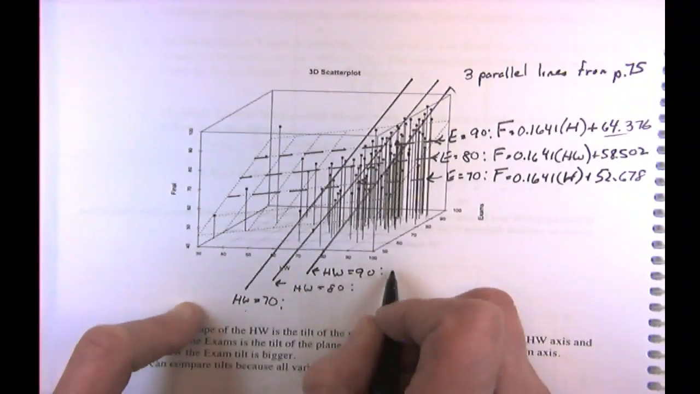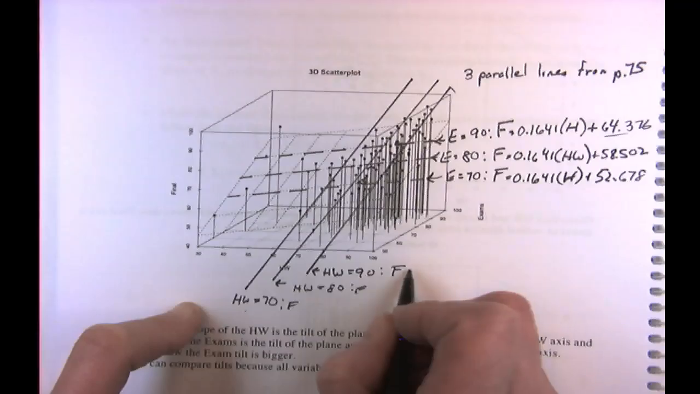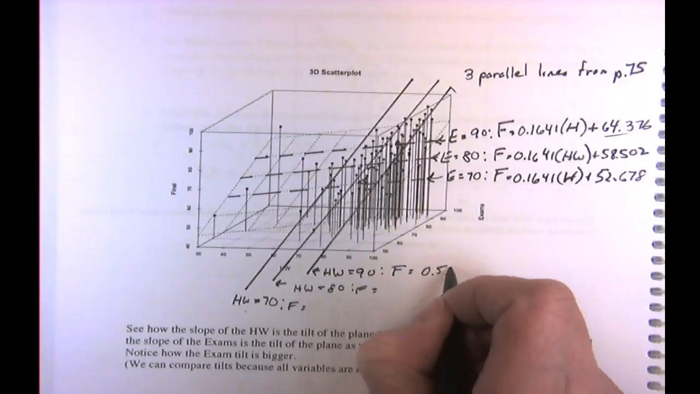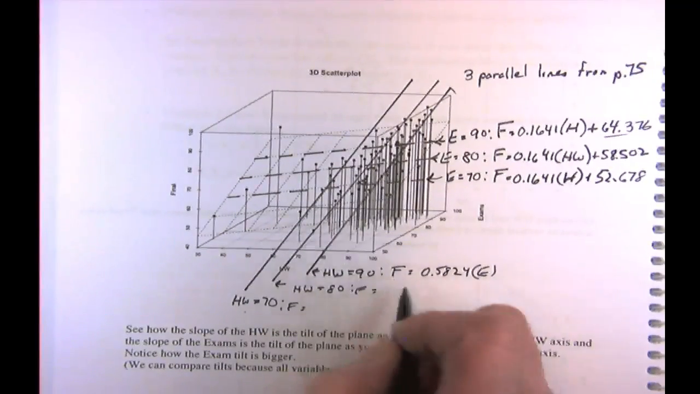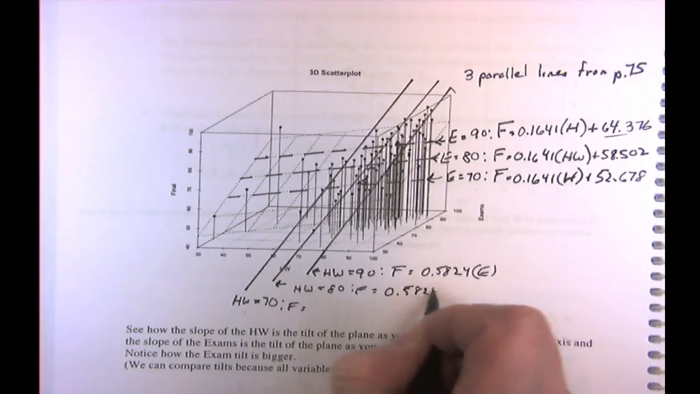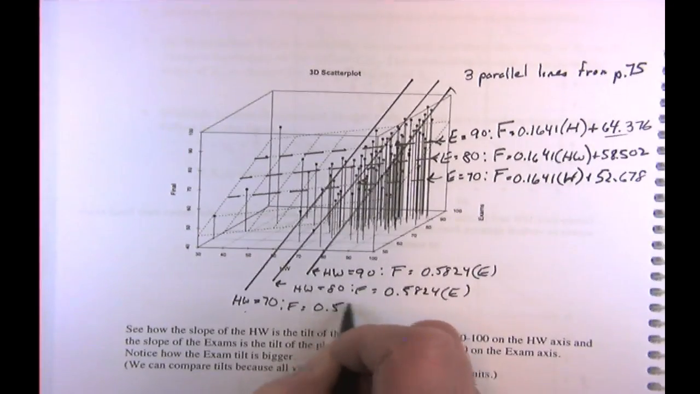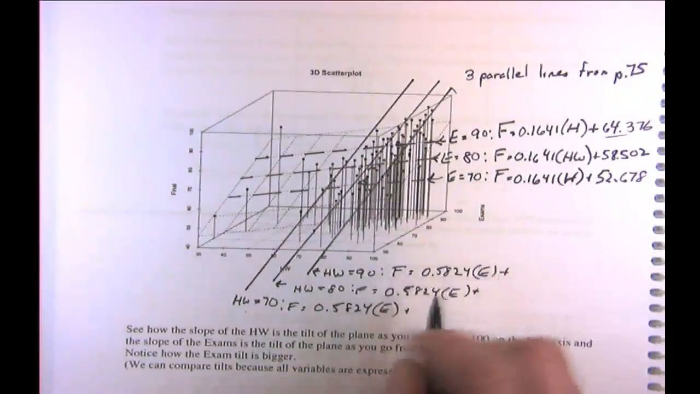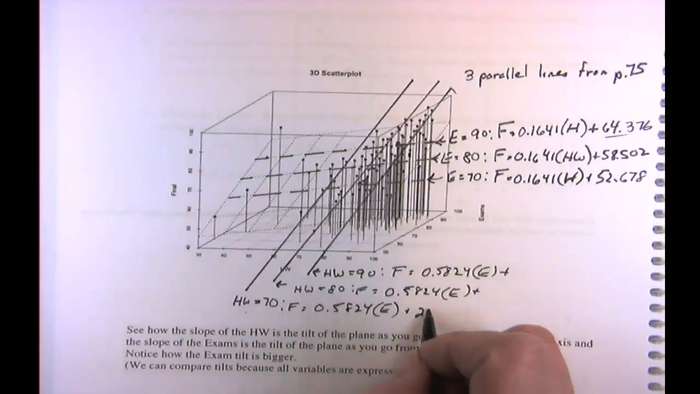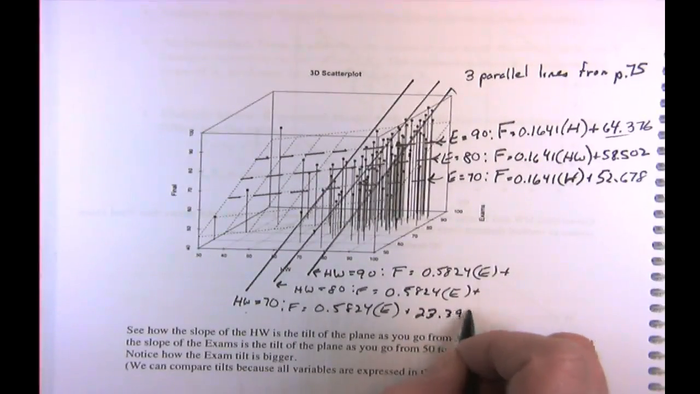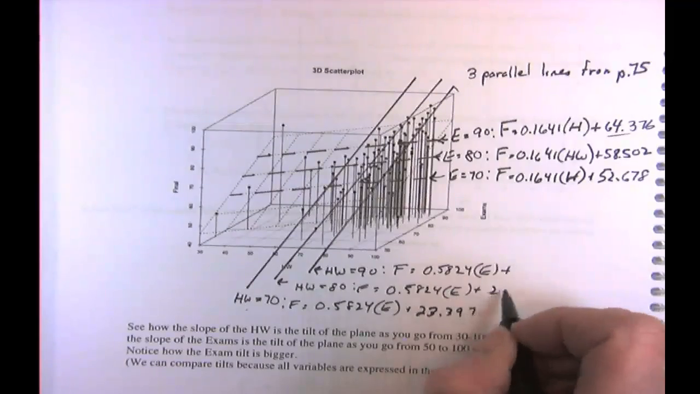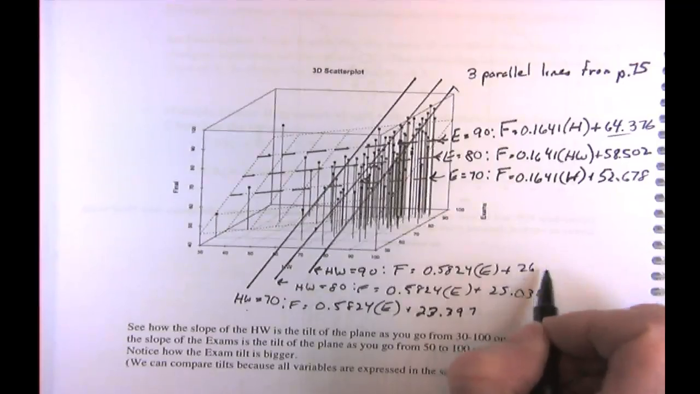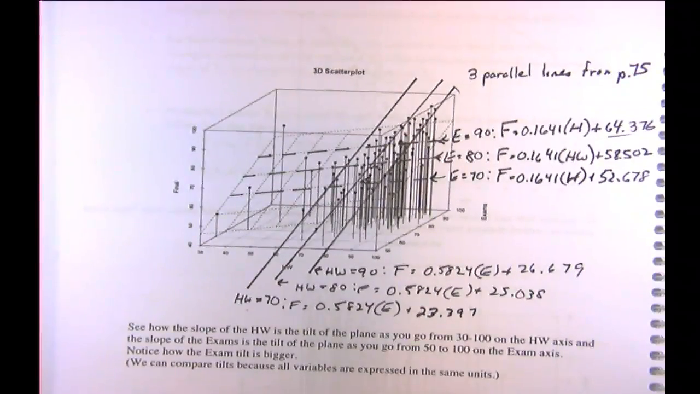And again, we can do the final. So final, final, final. They're going to have the same slope this time of 0.5824 times your exams. And they're all steeper lines, right? And now they're going to have different intercepts. Okay, so this was the lowest intercept. We got 23.397. The next one was 25. Sorry, all these decimals here. And the last one was 26.679. So that's how it all fits in.